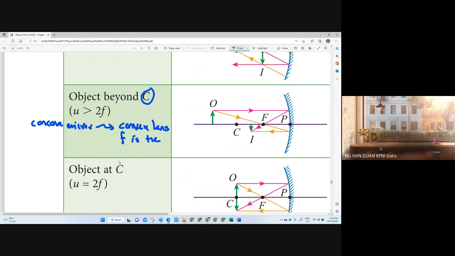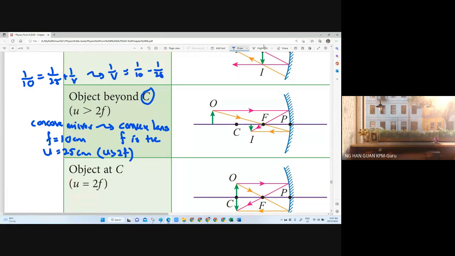Okay, so let's say F is 10 centimeters. So the U in this case should be more than 2F. So we make the U more than 2F. Let's say we make the U as 25, so consider as more than 2F. Now we do the calculations. 1 over 10, no plus, sorry: 1 over 10 equals 1 over 25 plus 1 over V. So 1 over V will equal 1 over 10 minus 1 over 25.